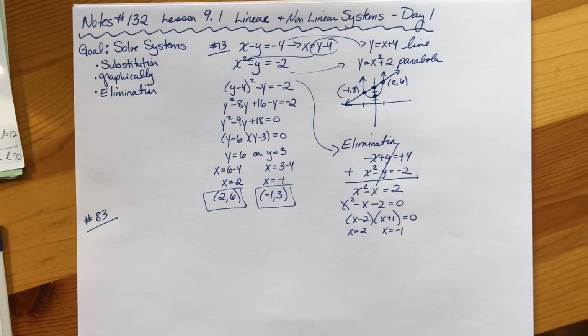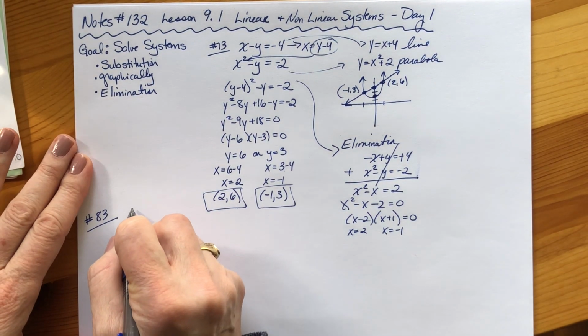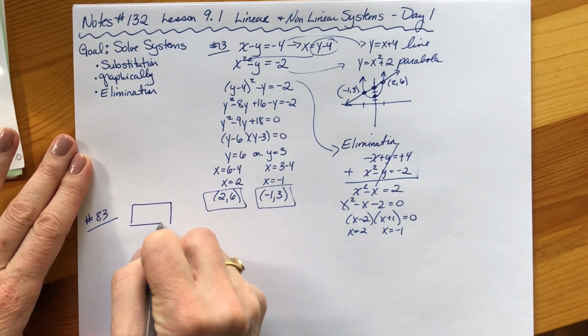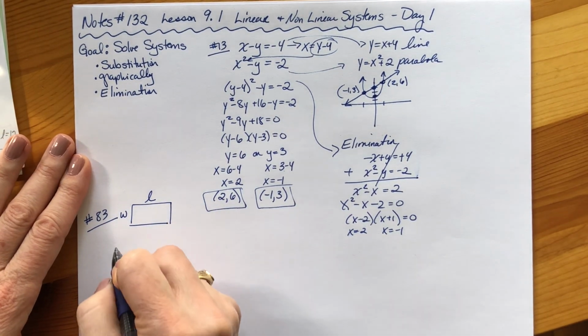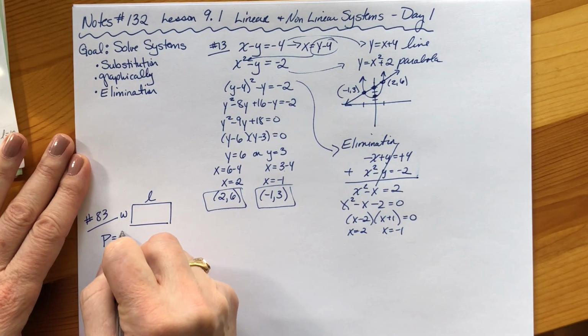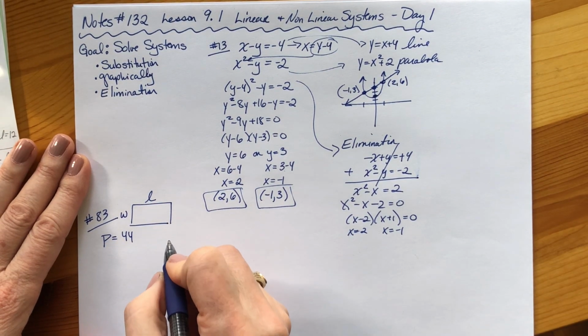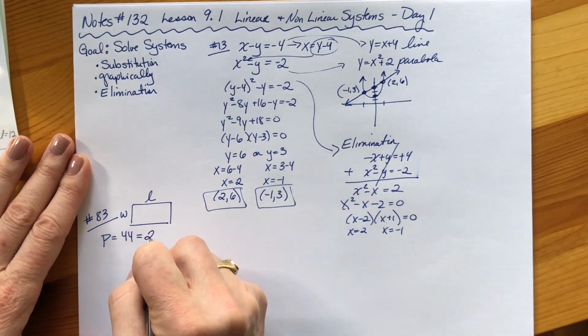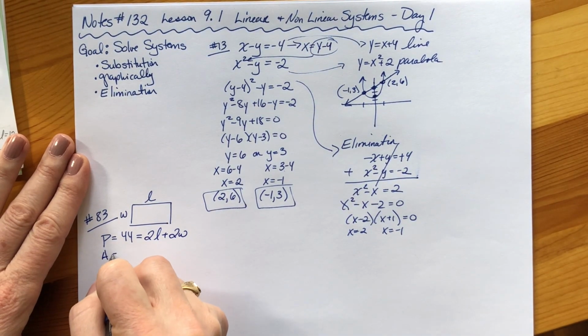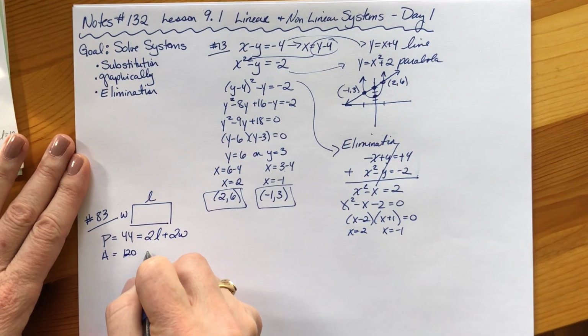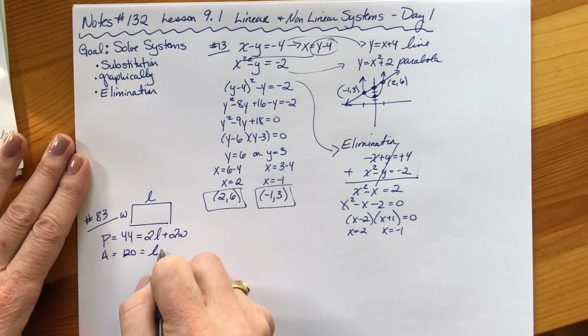Okay, so they're asking me a geometry question, and I'm talking about a rectangular tract of land. So you know what I should do? I should draw my picture. I have my width and I have my length. I know my perimeter is equal to 44, and my formula for perimeter, of course, is 2 times the length plus 2 times the width. And I know my area is equal to 120, and my formula for area is length times the width.